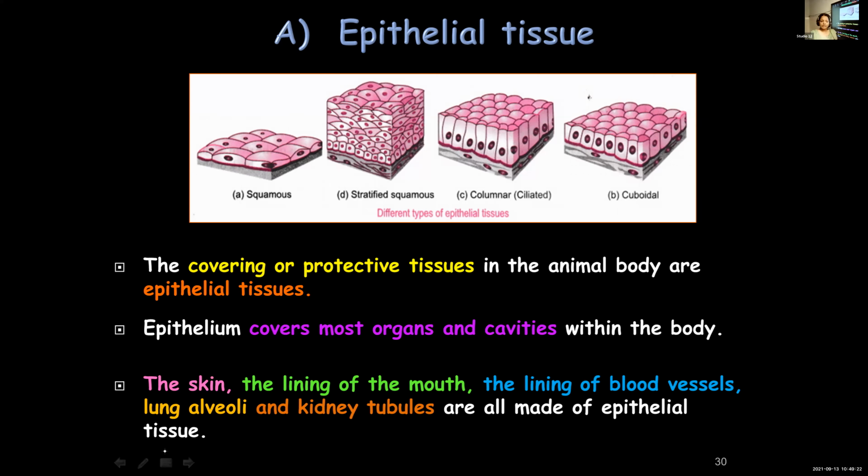Then kidney tubules, the tubules which make up our kidney, all these are lined by epithelial tissue. It covers the entire body, covers internal organs, and lines the cavities present within the body. You can find them in the skin, the lining of blood vessels, the lining of kidney tubules, the mouth, everywhere you can find. In all these places, and more examples, you can find these tissues to cover and protect them.